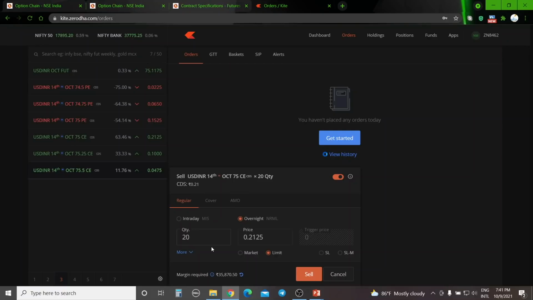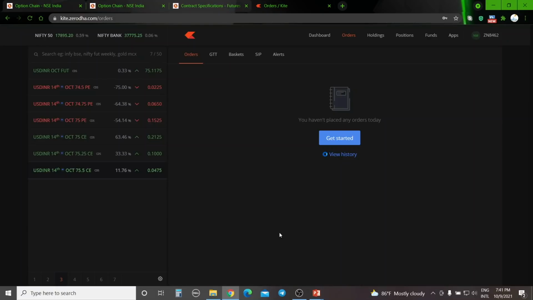Here, 20 lots means you are going to handle 20,000 USD worth of contract. For that you are paying about 36,000 rupees only as premium. Okay, the leverage is very, very high on the forex pairs. So be very careful while dealing with this. Okay, so let's see what we do. What I told is naked selling.